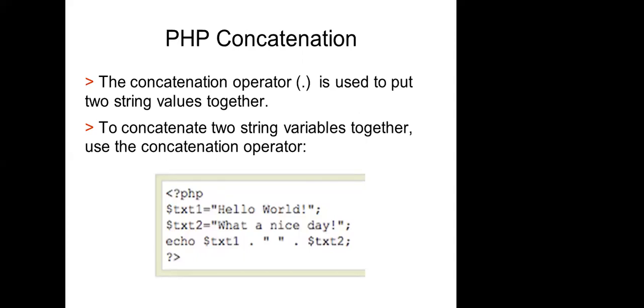How can you do it? Suppose you have two variables: $text1, to which we assign hello world, and the second variable $text2, what a nice day. Then we want to display them together. So what do we require to concatenate this? In echo, we can directly concatenate. How are we concatenating that? Just using a dot. Why are we giving the double quotes in between? To have a space. Fine.